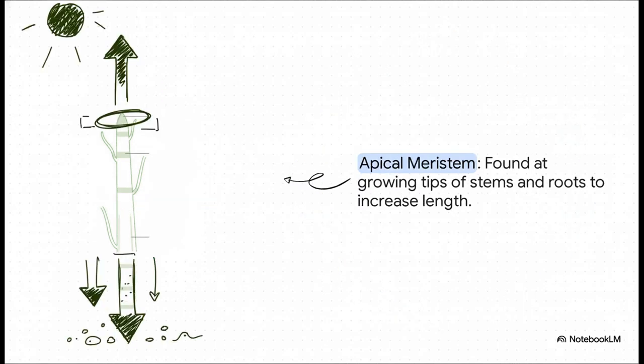First up is the apical meristem. Just imagine the very tip of the shoot reaching up towards the sky, and the very tip of the root pushing down into the soil. That is exactly where you find apical meristem. Its job is to add new cells to increase the length of the plant. It makes the plant taller and its roots longer.